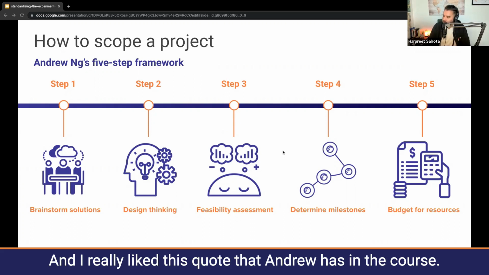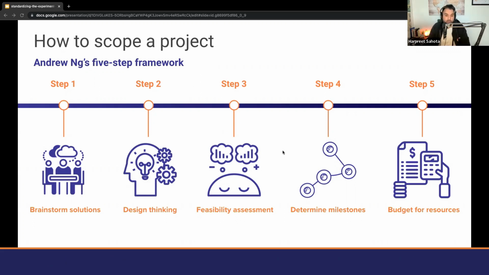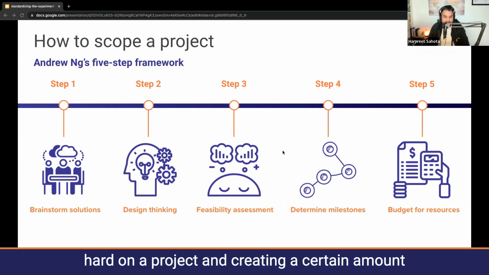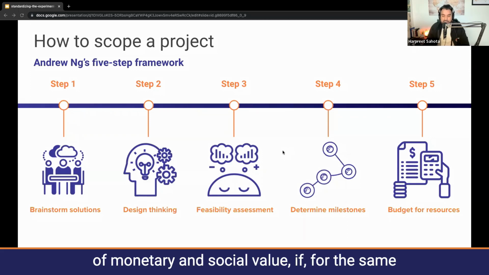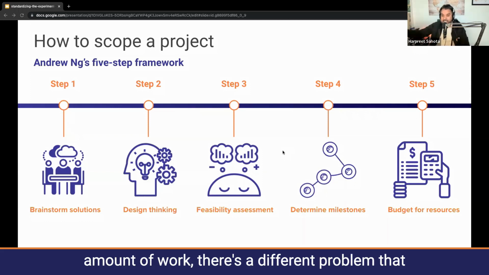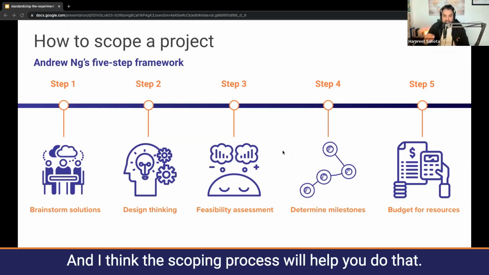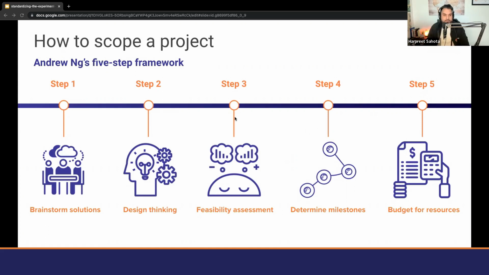And I really like this quote that Andrew has in the course, and I'll quote him here. One thing I hope you avoid is working really hard on a project and creating a certain amount of monetary and social value if, for the same amount of work, there's a different problem that could have created 10 times more positive value. And I think the scoping process will help you do that.